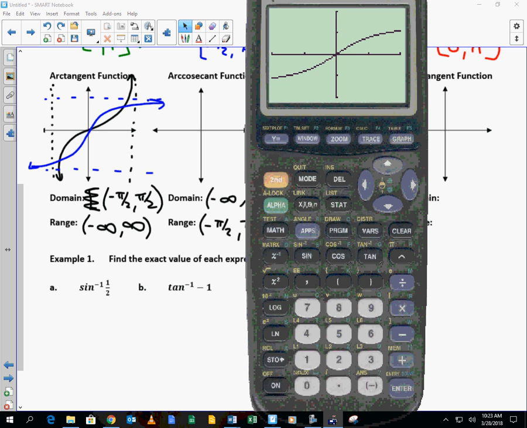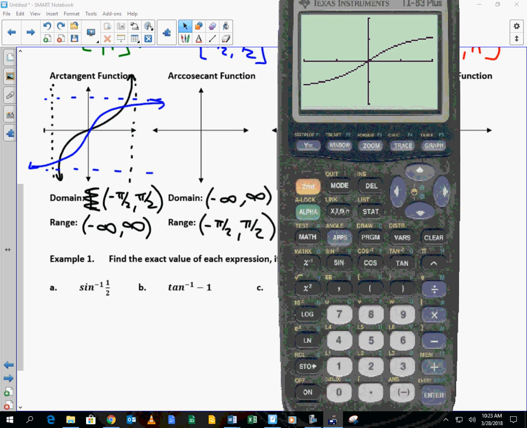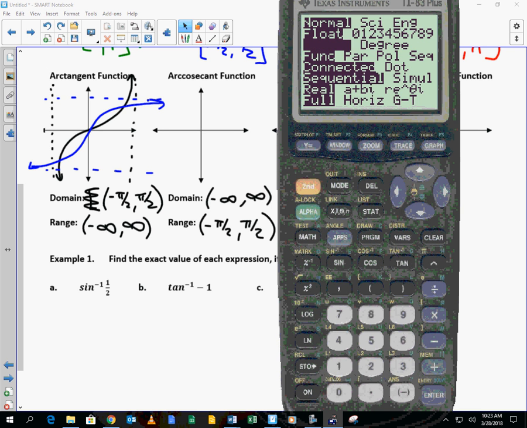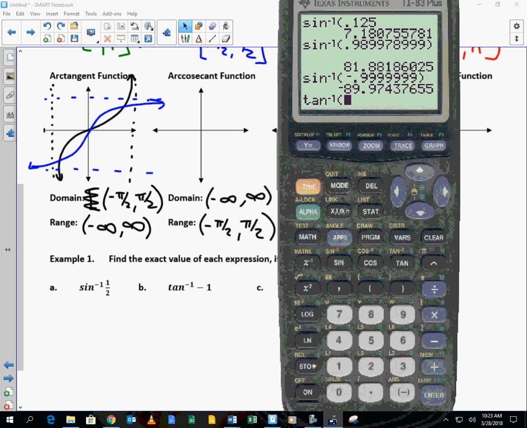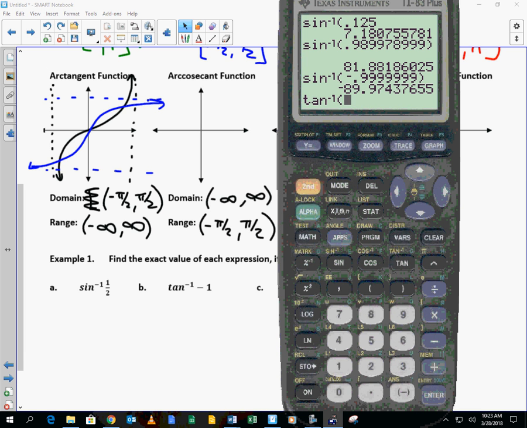Now, what this means is if I go to mode and I go to degrees and I go arctan, what numbers am I available to take the arctan of? Anything. But the output has to be between negative 90 and positive 90, right? So give me any number. Anything you want. 17.4.